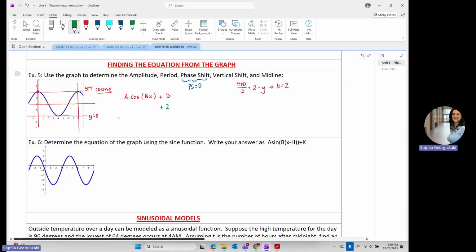The amplitude is the distance from the midline to the top and to the bottom. That distance is 4 minus 2. It's also 2 minus 0. And that will be 2, and that's A, the amplitude. So A is 2.